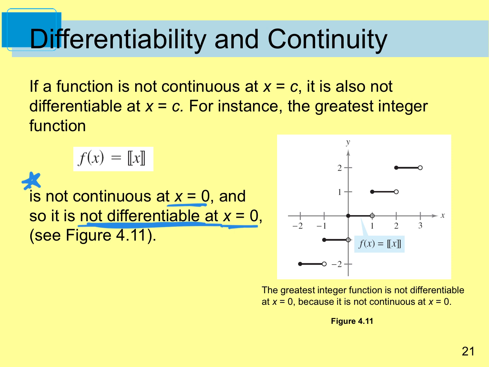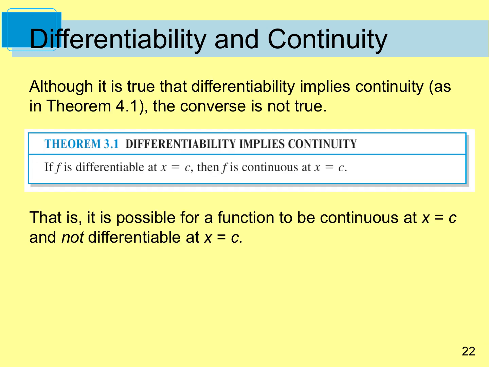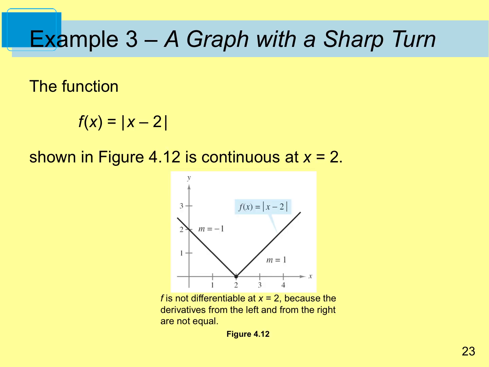So if the function is not continuous at x equals c, it is not differentiable at x equals c. So differentiability and continuity go hand in hand. If it is differentiable, then it is continuous. However, the converse is not true. So if it's continuous, that doesn't mean that it's differentiable. Just because something is continuous does not mean it's differentiable.